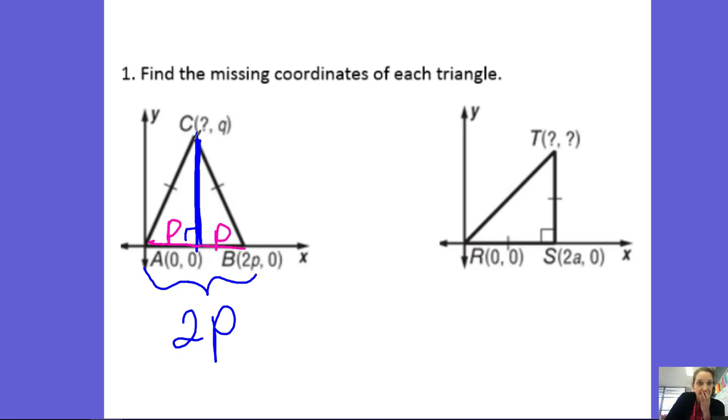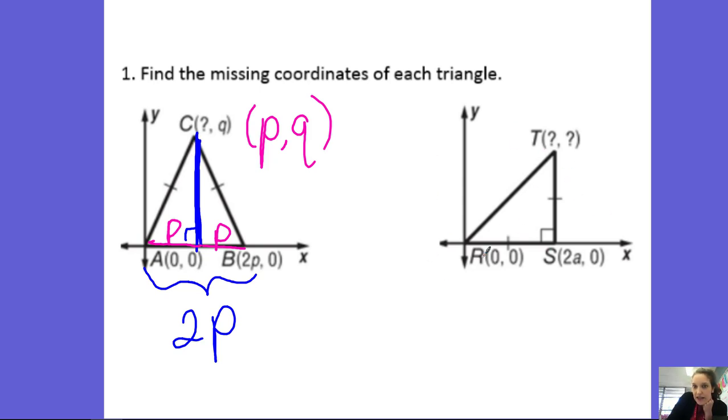To get to point C, I'm going to go p units to the right, and then if you notice, the y coordinate is q, the next letter in the alphabet. I'm going to go p units to the right, and then up q units. So the ordered pair to represent point C is p, comma, q. I went halfway in between 0 and 2p, which was p, and then up q units.